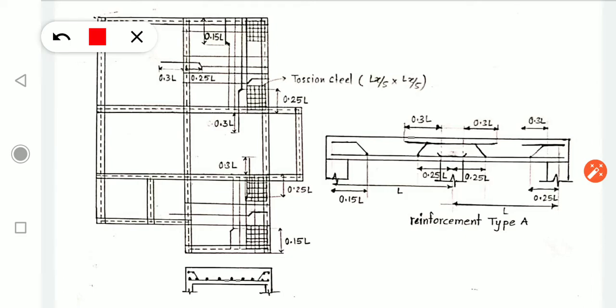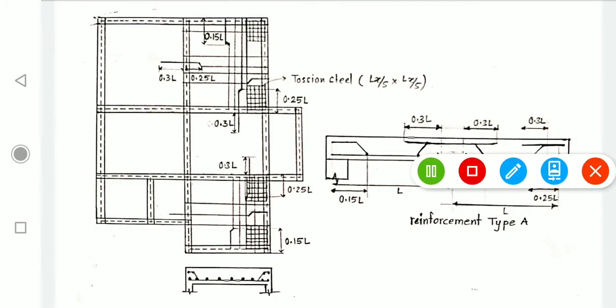Now the next question is the bent up distance. How much distance should be covered by the bent up bars? The interior support is assumed here, therefore we have taken 0.25L. This is also an interior support. Wait a minute, it is getting a little clumsy. We will try it again.